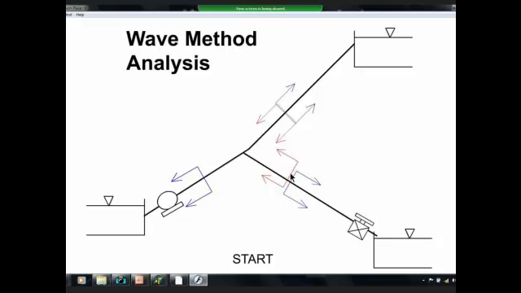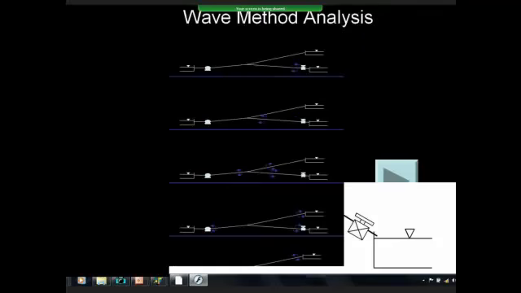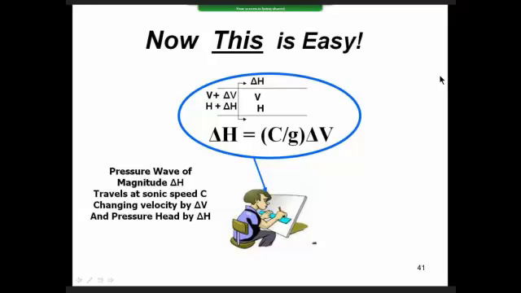Now, as I said, I did my PhD work on the transmission of the waves at a junction and the reflection, because I didn't quite believe the equations, but they turned out to be perfectly good. So, this is relatively easy.